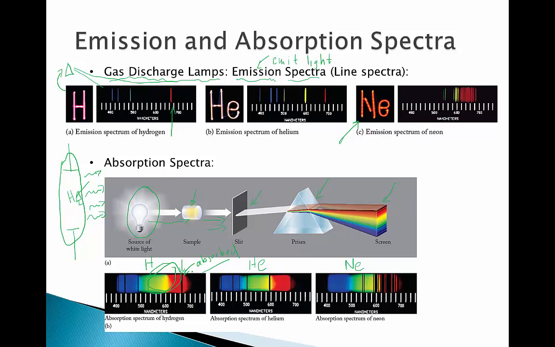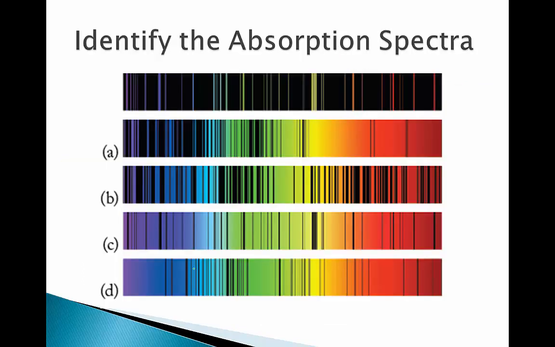Just to give us a little bit of practice with that, let's look at this example. So this is the spectrum that you see if you have mercury vapor in a gas discharge tube. You would get this emission spectrum. So this is emission. So which one of these 4 spectra, A, B, C, or D, would correspond to the absorption spectrum for mercury vapor? What would the absorption spectrum look like? So I'll give you a moment to think about that, and then I'll tell you the answer.